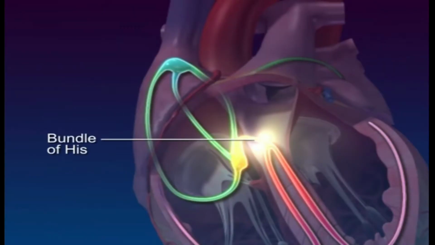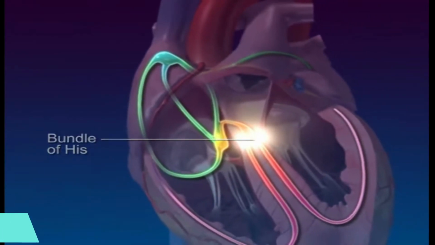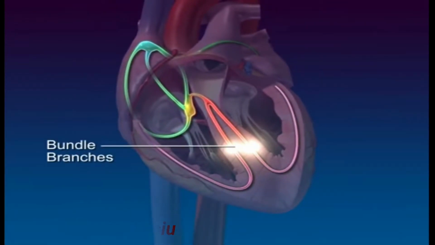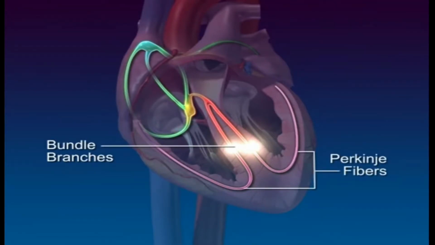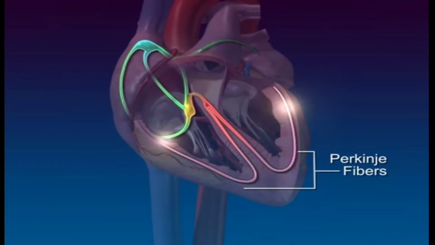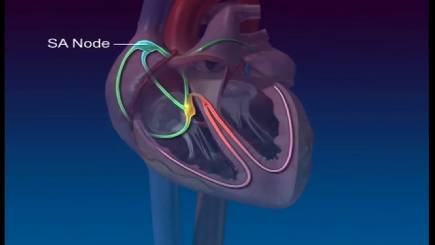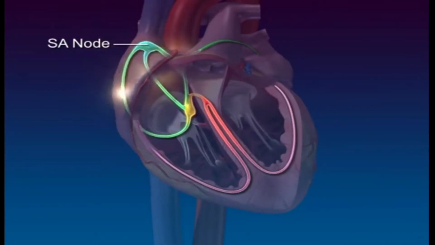Then we also have the bundle of His, which is located in the ventricular septum, and this terminates to give branches known as Purkinje fibers. These Purkinje fibers are what give the ventricles the strength to contract effectively.